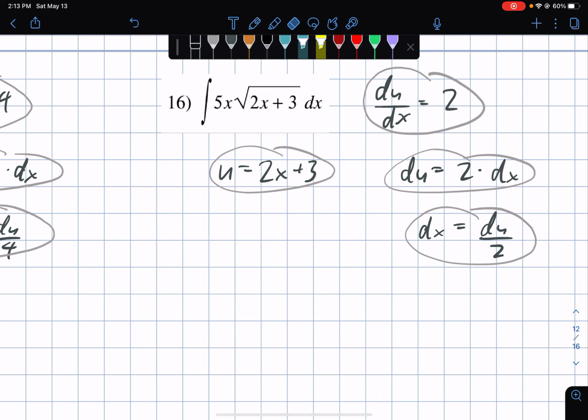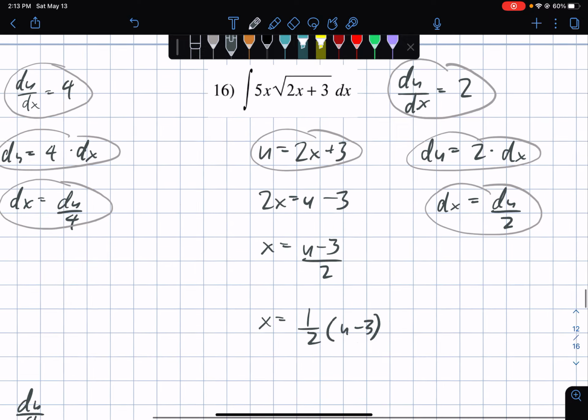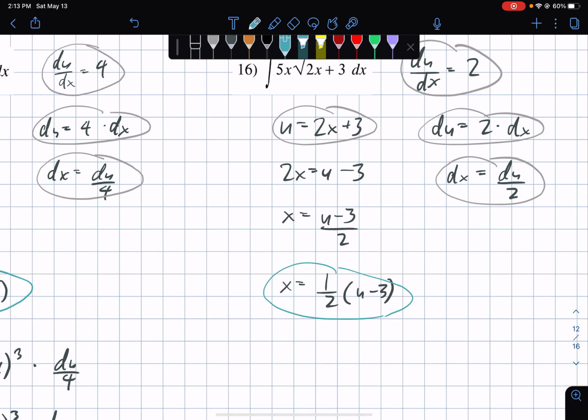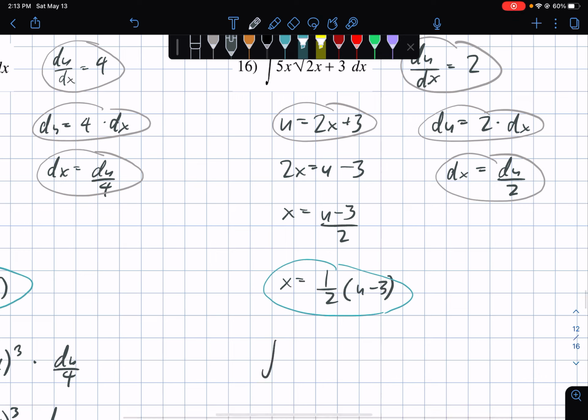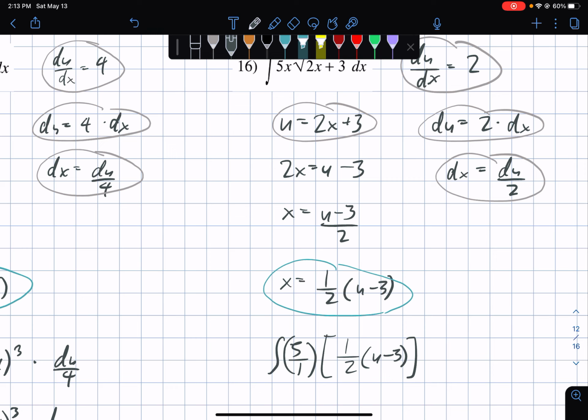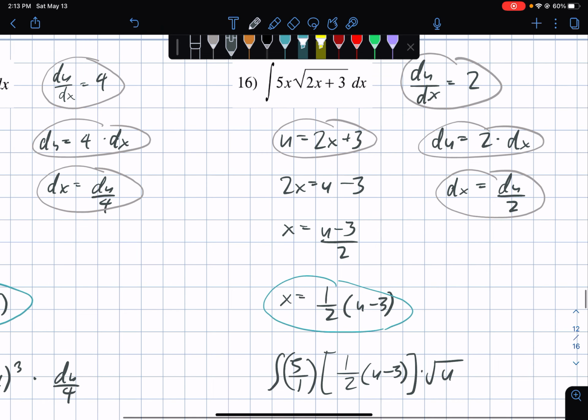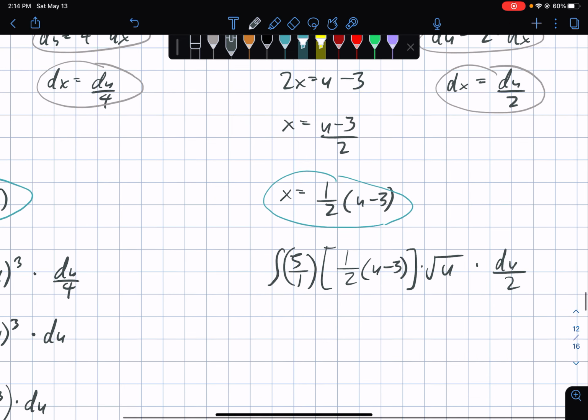Anyways, let's solve for x. 2x is equal to u minus 3, x is equal to u minus 3 over 2, x is equal to 1 over 2 times the quantity u minus 3. And then we have 5x, 5 over 1 times x, which is 1/2 times the quantity u minus 3. And then times the square root of u times dx, such that dx is du over 2.